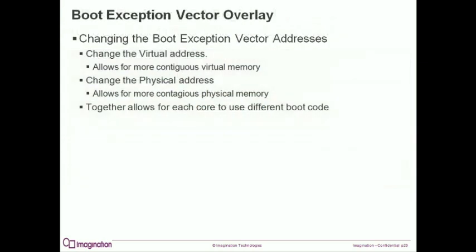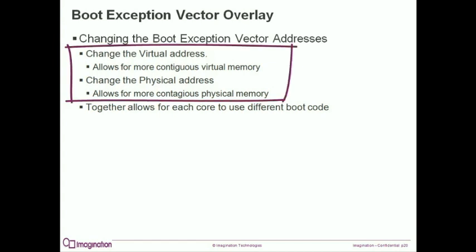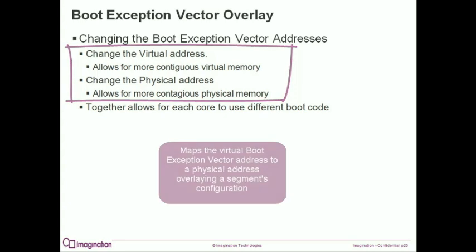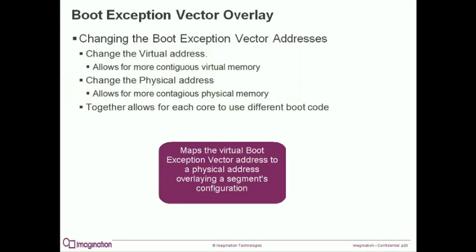All EVA cores have a new feature called Boot Exception Vector Overlay. This overlay maps the virtual boot exception vector to a physical address, overlaying any segment configuration. This is done to add more flexibility, because both the virtual and physical address of the boot exception vector can be changed and are no longer limited to BFC00000 and physical address 1FC00000. This is called the boot exception overlay because it overlays part of the configuration for the memory segment it is in.